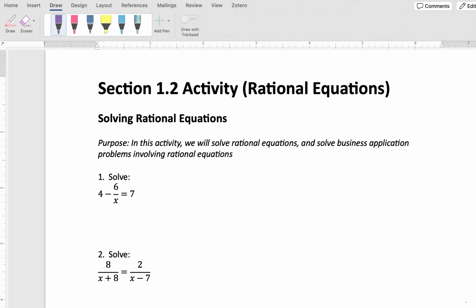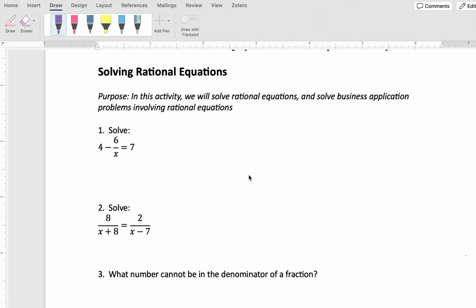In this video, we're going to do part of section 1.2 that involves solving rational equations. We will also solve some business application problems that involve rational equations. So looking at these equations, we notice that we have some x's in the denominators of the fractions, and that's what makes them different from problems that we've already done.